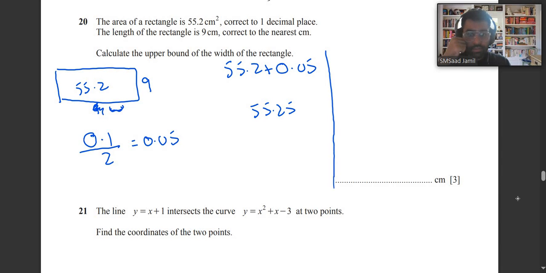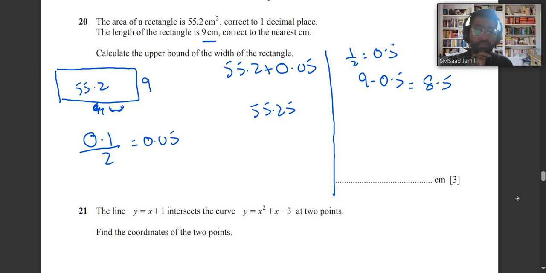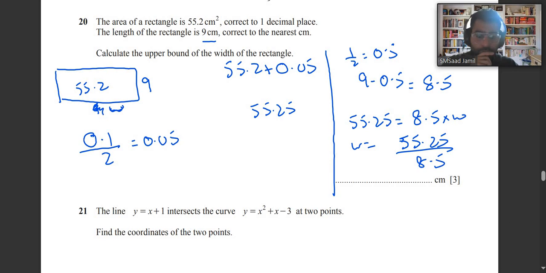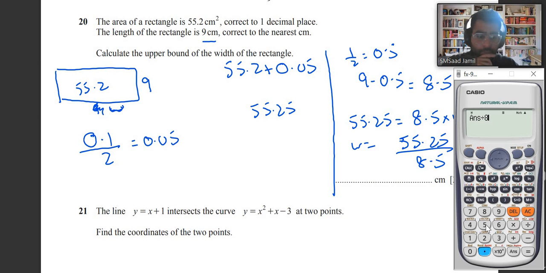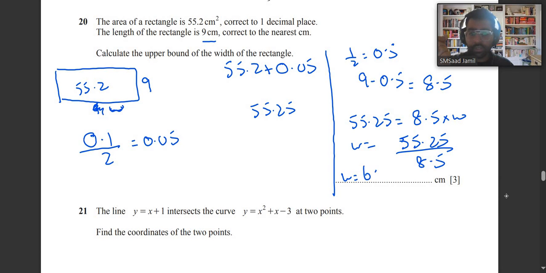And we have 9 centimeters correct to 1 centimeter. So 1 divided by 2 is 0.5. We will do 9 minus 0.5, so it's 8.5. So it means 55.25 is equal to 8.5 multiplied by width. Width is equal to 55.25 divided by 8.5. Your answer is 6.5. Okay, so width is going to be 6.5. This is going to be the biggest.